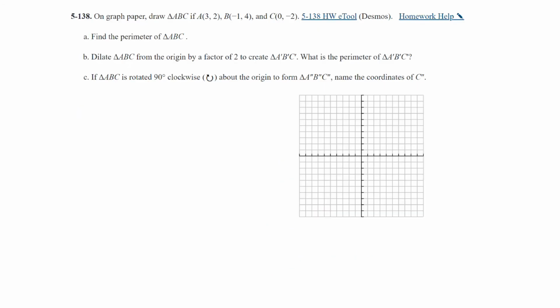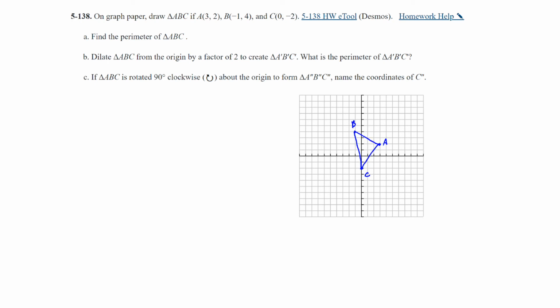Alright, question 138. On graph paper, triangle ABC is (3, 2), (-1, 4), (0, -2). I'll plot that in just a second. We want to find the perimeter of that triangle. So let's go ahead and plot A, which would be (3, 2). B is (-1, 4). And C is (0, -2). So here's what we're looking at for our triangle. And we want to be able to find the perimeter.